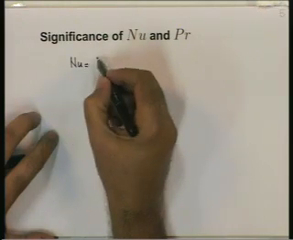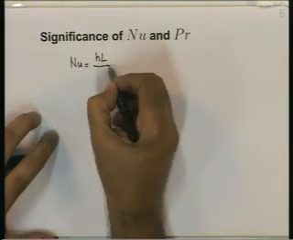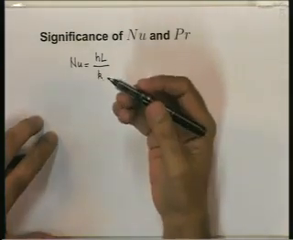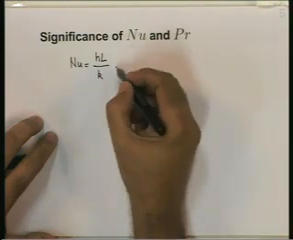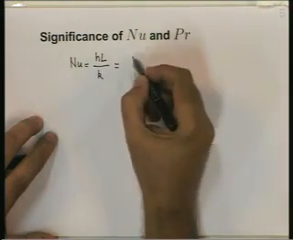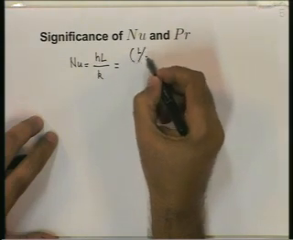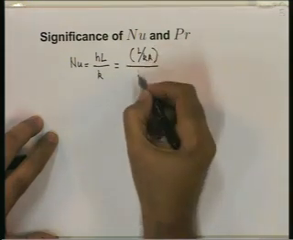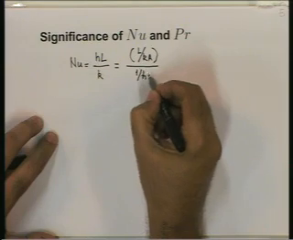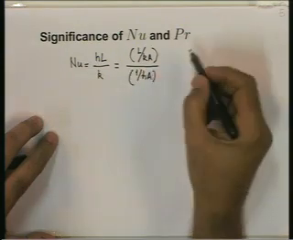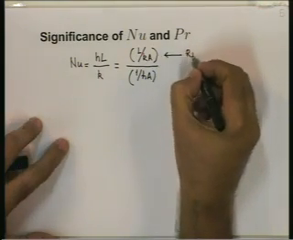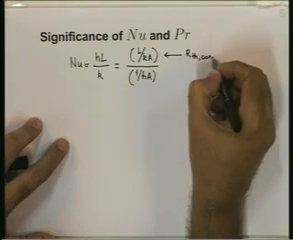We know that the Nusselt number is hL by k. Let us consider A to be the area across which heat transfer takes place, and we can rewrite this as L by kA in the numerator and 1 over hA in the denominator. Now notice that the numerator represents the thermal resistance for a conduction situation.